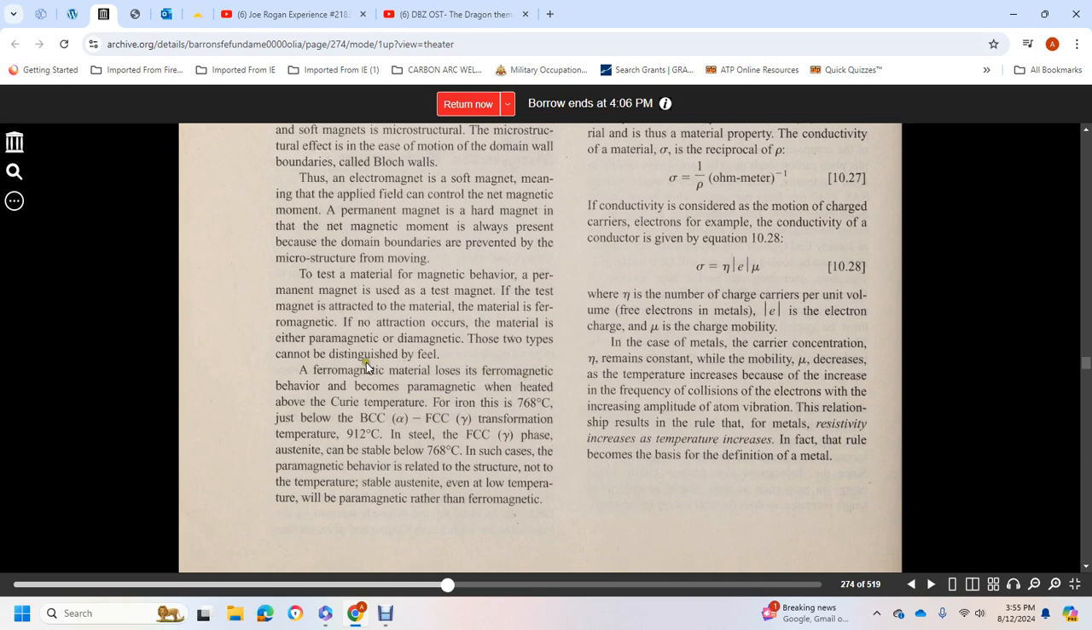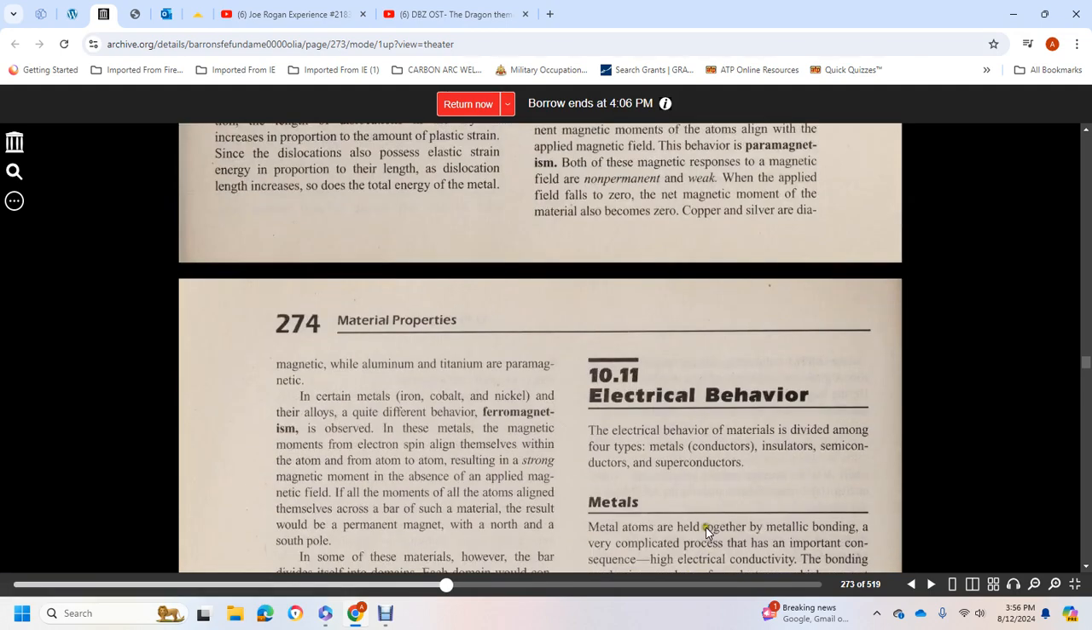Ferromagnetic materials lose ferromagnetic behavior and become paramagnetic when heated above the Curie temperature. For iron, this is 768 degrees Celsius, just below the BCC alpha to FCC gamma transformation temperature, 912 degrees Celsius. In steel, for the FCC gamma phase, austenite, it can be as low as 768 degrees Celsius. In such cases, the paramagnetic behavior is related to the structure, not the temperature: the austenite, even at low temperature, will be paramagnetic rather than ferromagnetic.